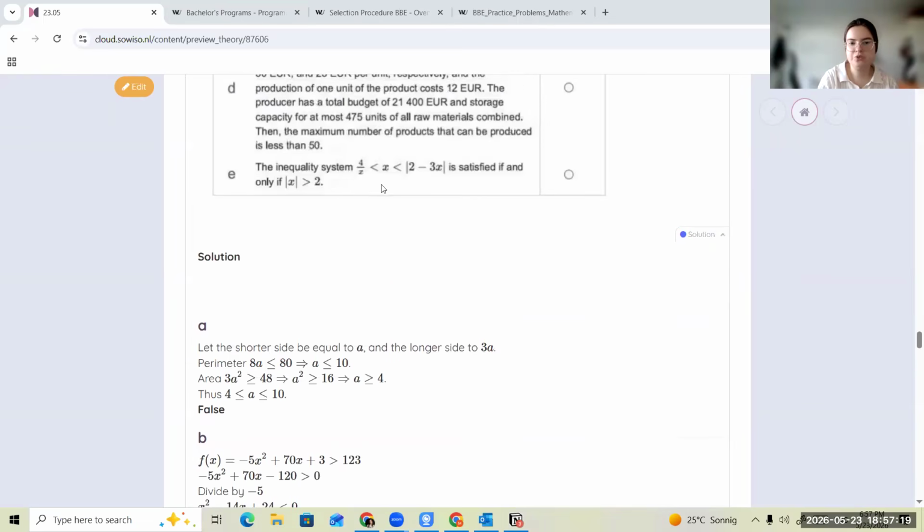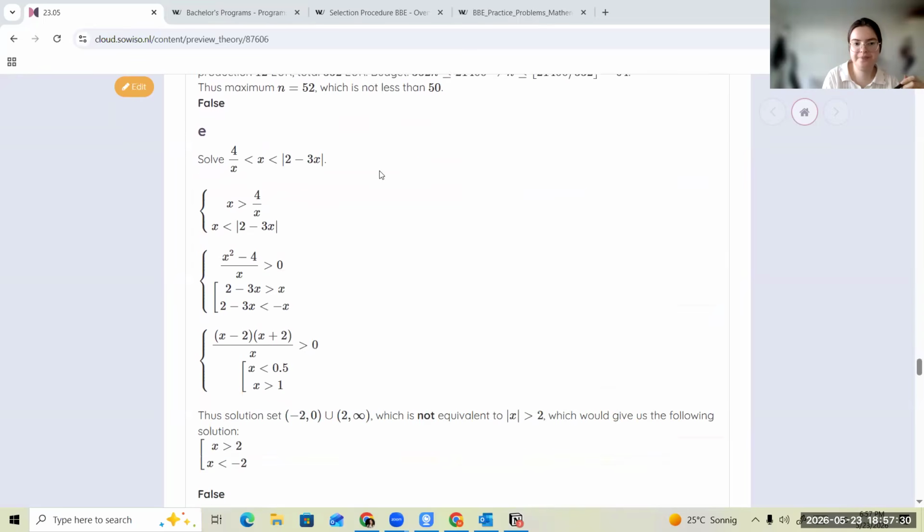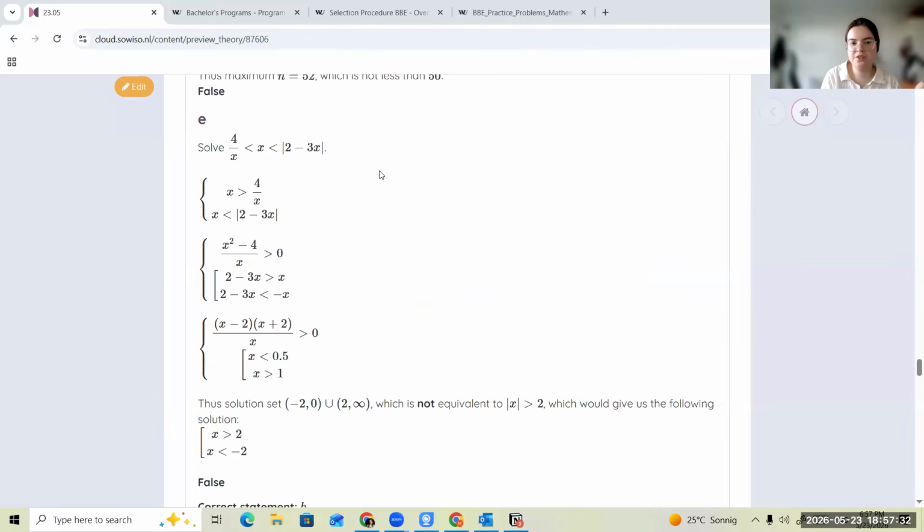Then statement E, we just want to see the if and only if this, so if the solution of these is satisfied if and only if the absolute value of x is greater than 2. Let's see. This is a double inequality, which we can just put into a system of 2 with the end bracket. So this is the end bracket.